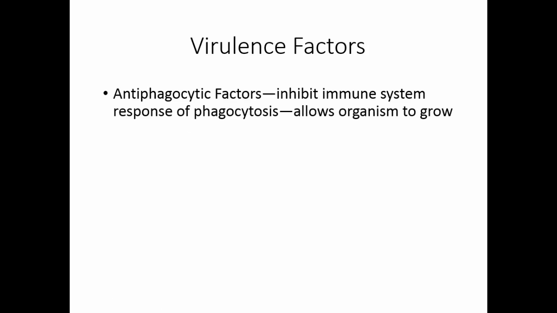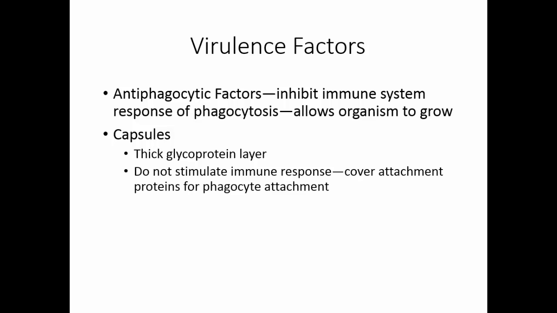The third virulence factor are the antiphagocytic factors. These inhibit the immune system response of phagocytosis and allow the organism to grow. Capsules are an antiphagocytic factor. You'll remember that capsules are a thick glycoprotein layer. The glycoproteins do not particularly stimulate the immune response, plus they cover the attachment proteins for phagocyte attachment.